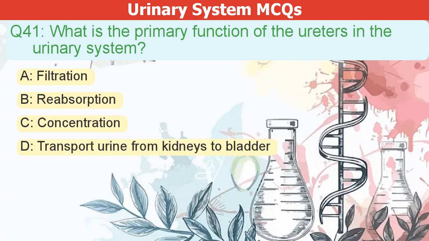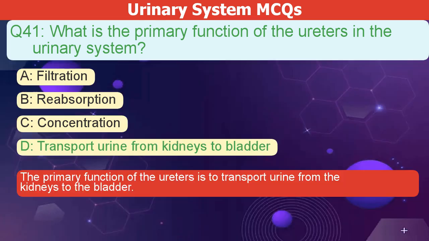What is the primary function of the ureters in the urinary system? A. Filtration. B. Reabsorption. C. Concentration. D. Transport urine from kidneys to bladder. The correct answer is D. The primary function of the ureters is to transport urine from the kidneys to the bladder.